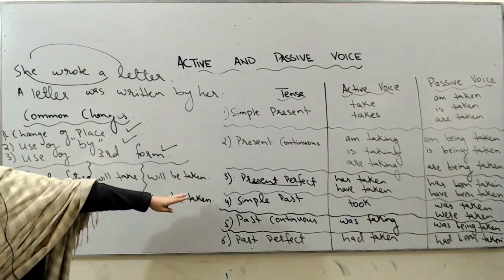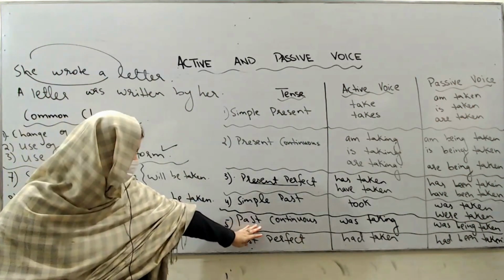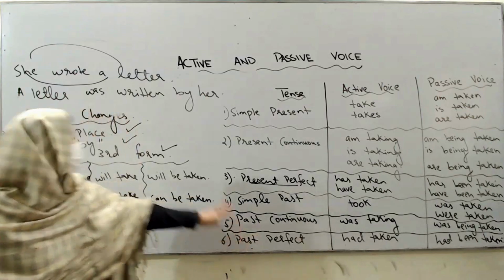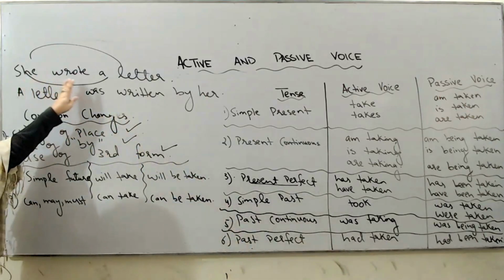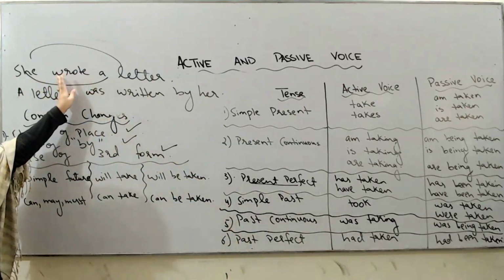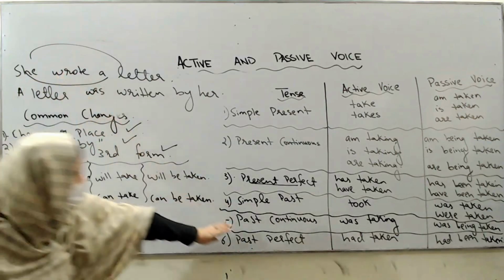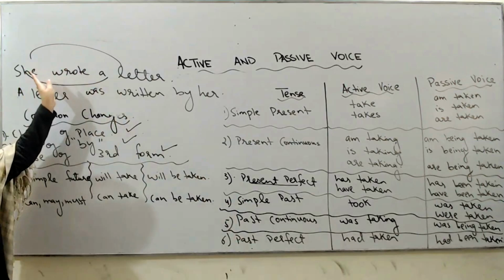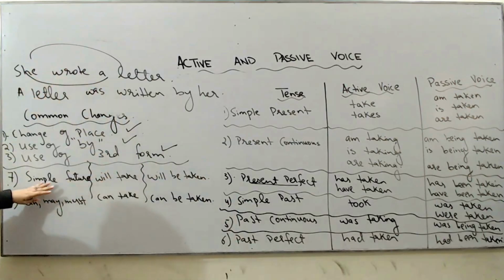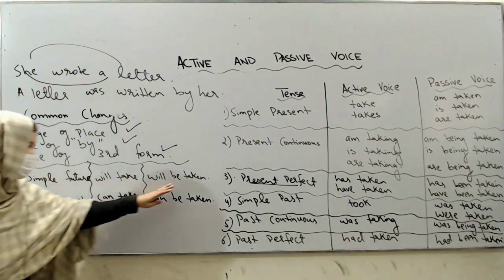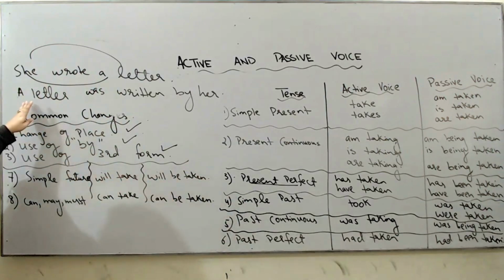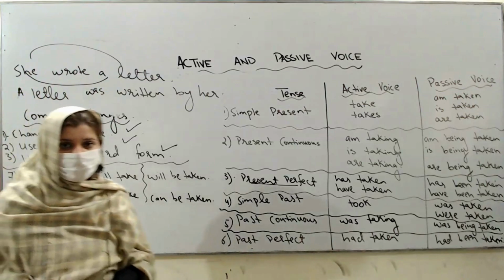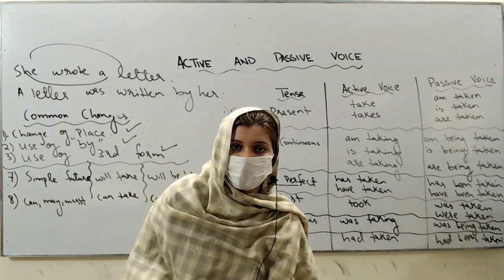So in the same way, you will do past continuous and past perfect. If it is she was writing a letter, it becomes a letter was being written by her. If here it were she had written a letter, it becomes a letter had been written by her. She will write a letter becomes a letter will be written by her. And the last is she may write a letter, a letter may be written by her.